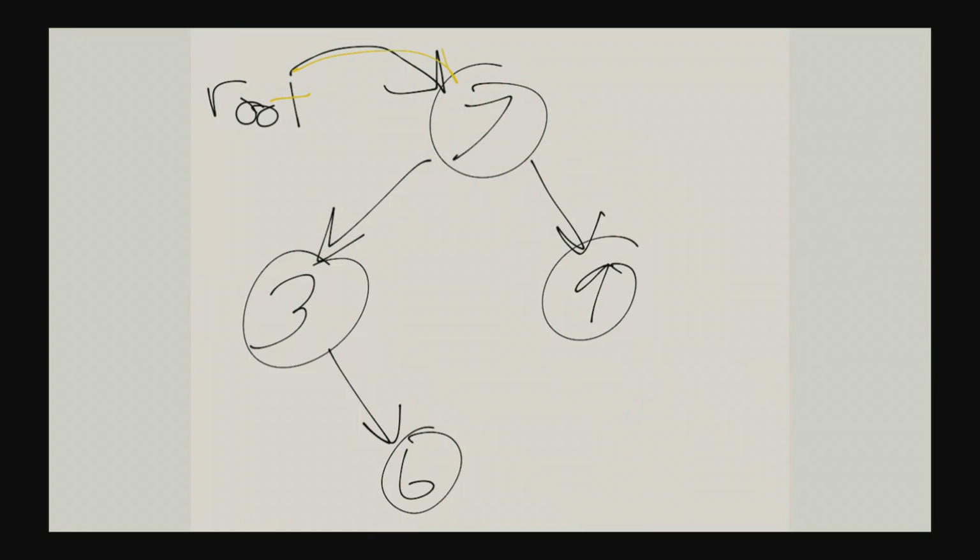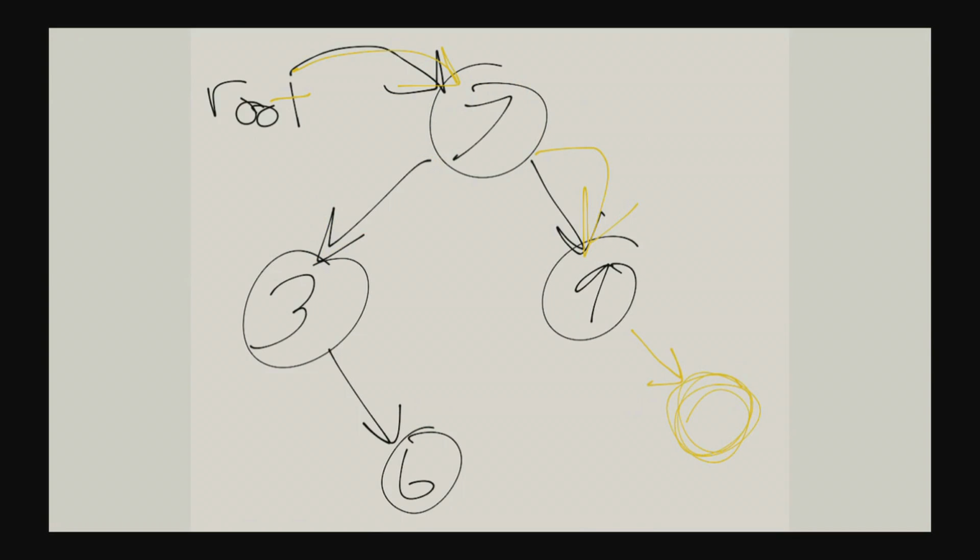Gonna follow the root. Now 10 is gonna be greater than 7, so I want to look to the right. Come over here. 10 is gonna be greater than 9, so I'm gonna want to look to the right. So I come over here, but over here now I'm at null. So what do I do if I hit null? Return false. Yeah, I did not find 10.